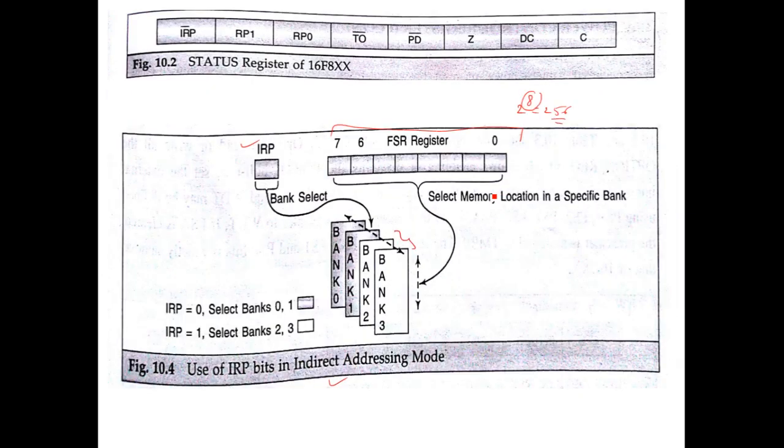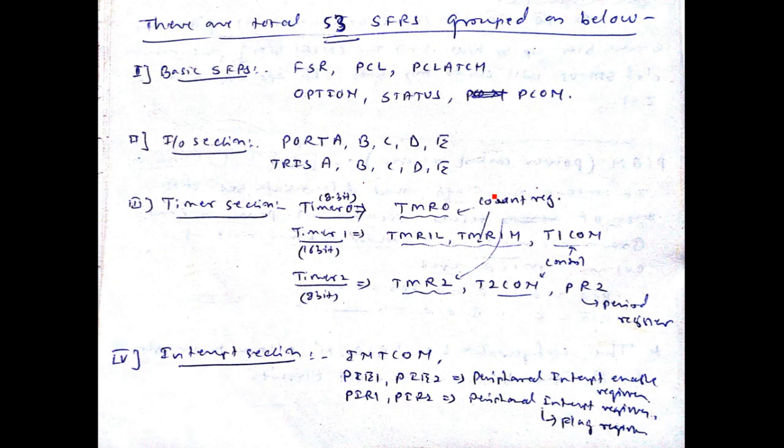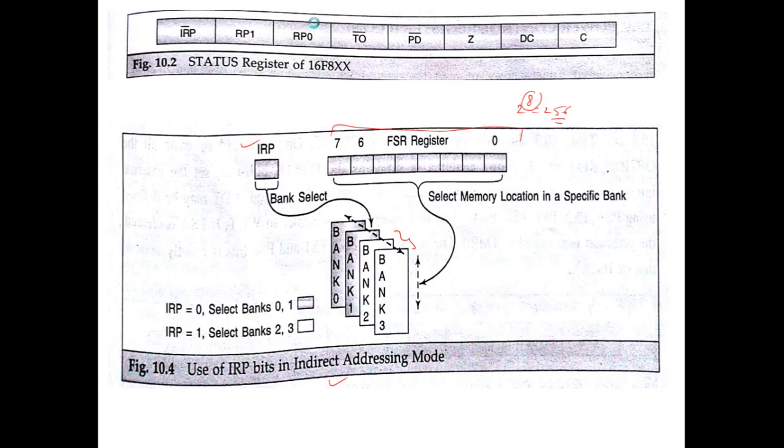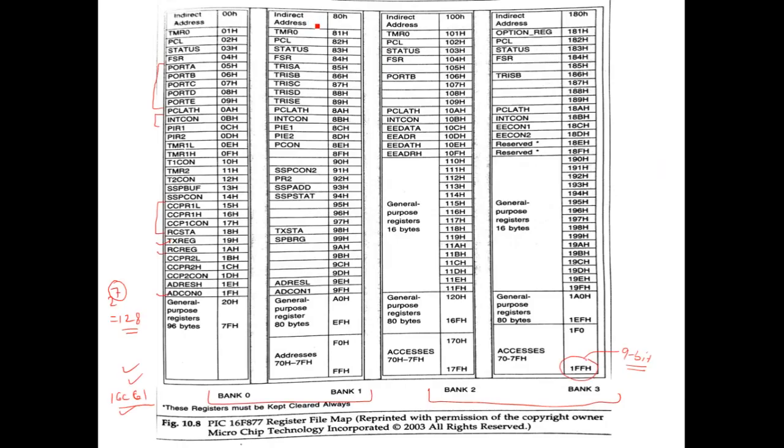If you actually want to see the distribution, you can see it like this. Out of the different SFRs, there are total 53 SFRs available. If you count the total number of SFRs, it comes out to be 53 SFRs. Of course, you can understand that some SFRs are repeated in different memory banks. For example, the status register is seen in all the memory banks. Okay, the strategy is like that.